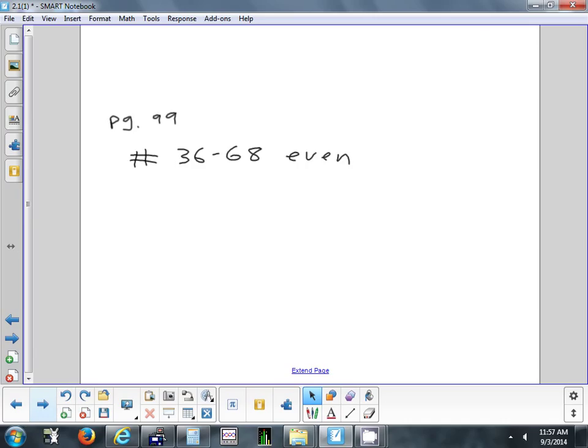All right, so for tonight, it's just practicing converting radians to degrees and degrees to radians. Some problems say to round to 2 decimal places. Some say leave your answer as a multiple of pi. That means exact. So it's page 99, 36 to 68, just the evens. Okay, just the evens.